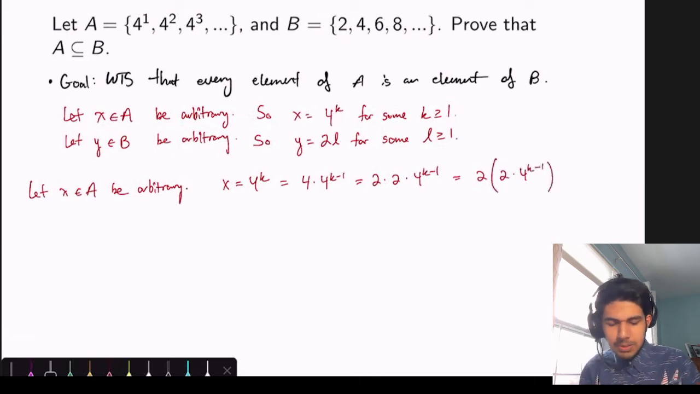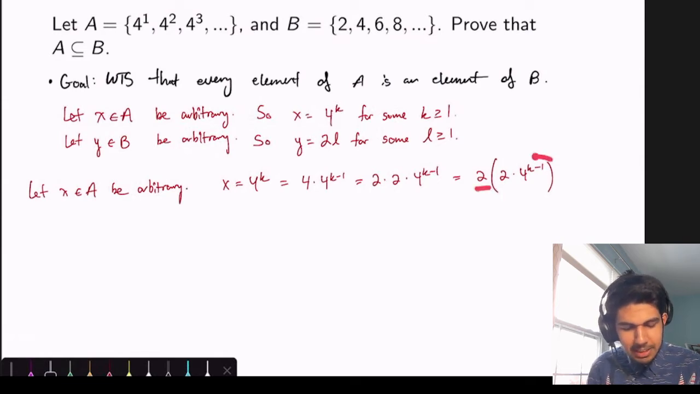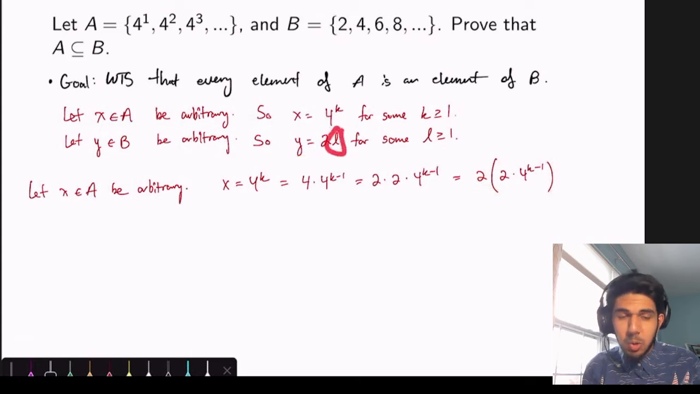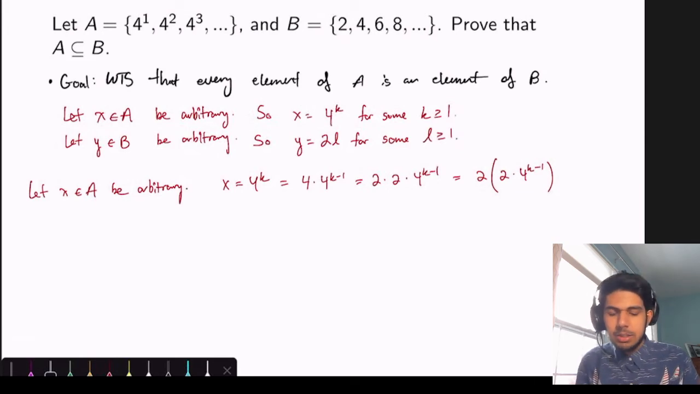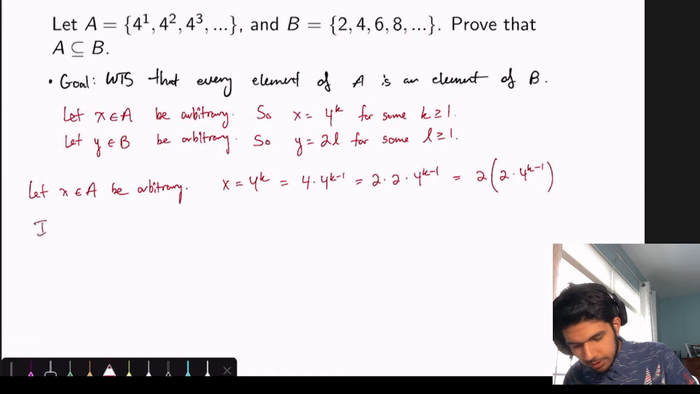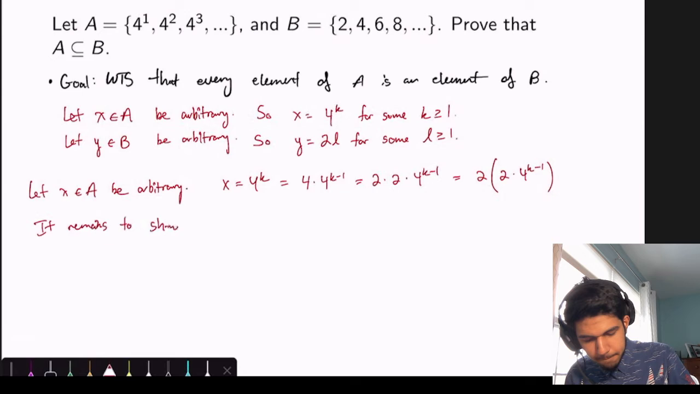we can see that we're almost there, right? We have 2 times some quantity here, and we want it to be 2 times some quantity l, but we just need to ensure that this l is greater than or equal to 1. So if we show that this quantity in the parentheses is greater than or equal to 1, then we're good. So it remains to show that 2 times 4^(k-1) is greater than or equal to 1.